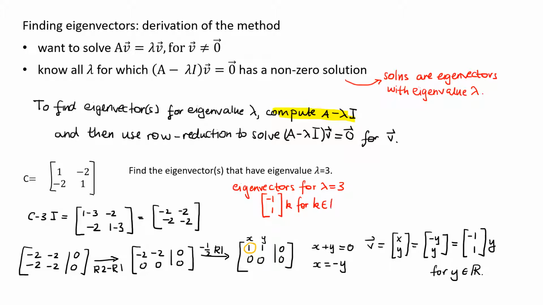And it is easy for us to check whether or not we've successfully found eigenvectors. You can always multiply C times (negative 1, 1), and you'll see you get (negative 3, 3). So indeed, we have an eigenvector with eigenvalue of 3.